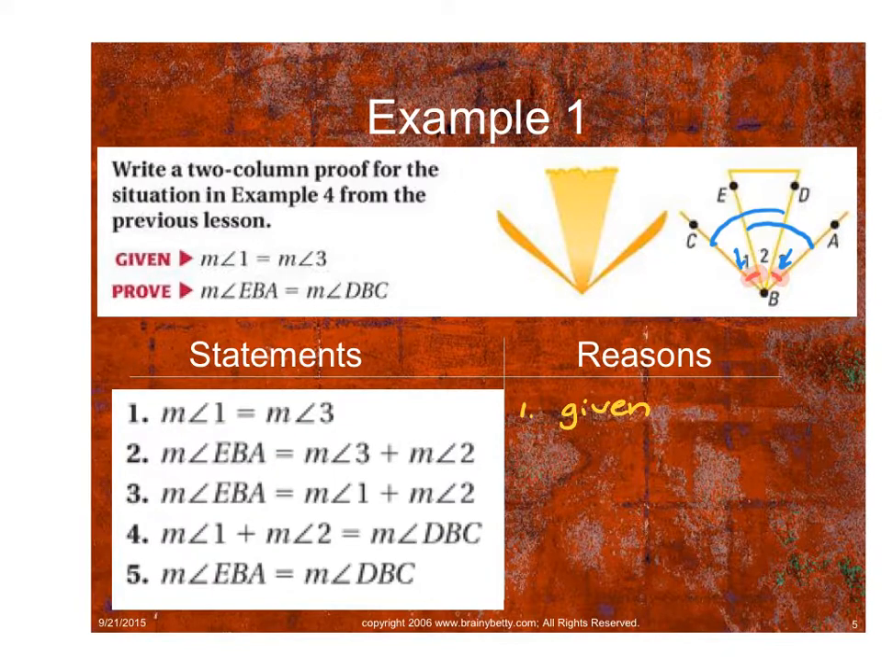Then number 2 says the angle EBA equals the measure of angle 3 plus the measure of angle 2. So EBA, which is this one, is the angle 1 plus the angle, angle 3 plus angle 2. And I wrote on top of it with the arrow. But what is that? Where's that come from? What's it called when we state that one angle is the sum of its parts? What's it called when we say that an angle is the sum of its parts?